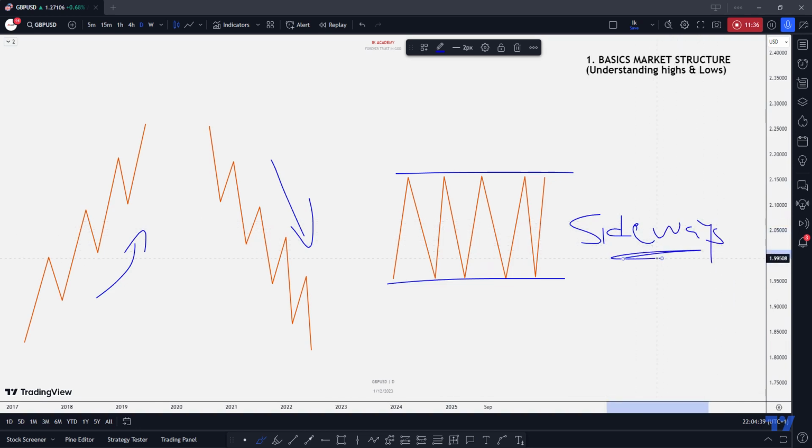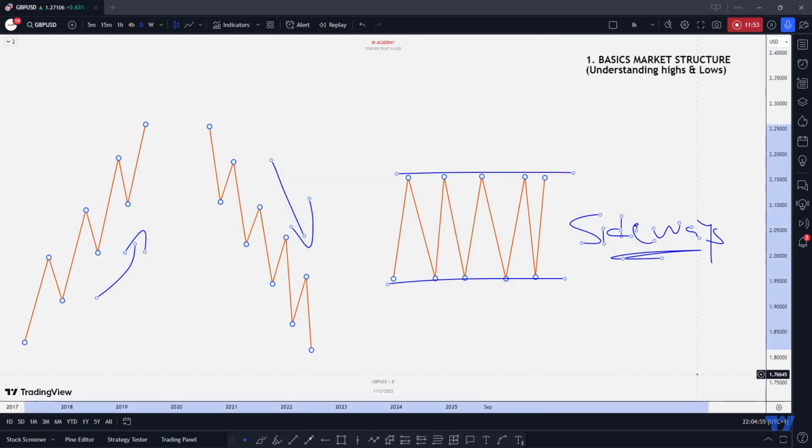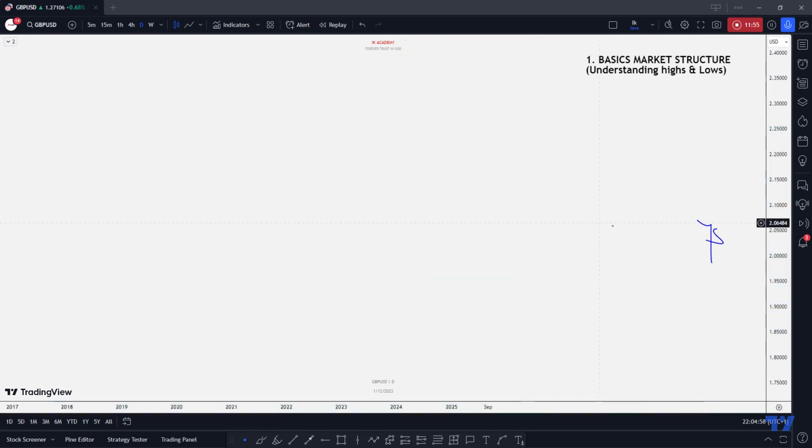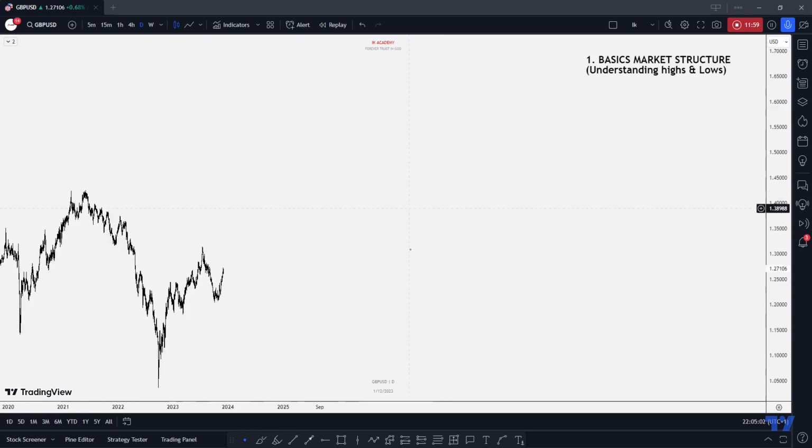Market's going sideways. Those are the three trends that we will be working with all through this: three trends, three structures. Now let's look at price and see how we can identify these things on real markets, on the real price candlestick.